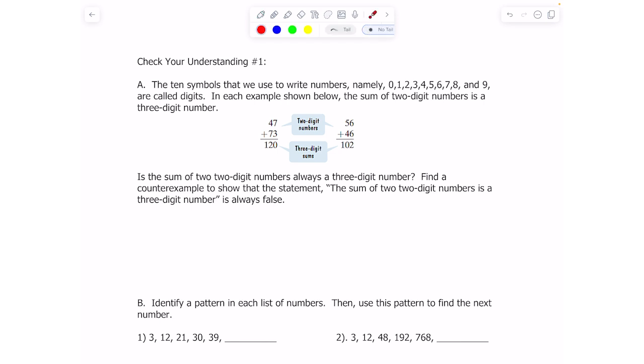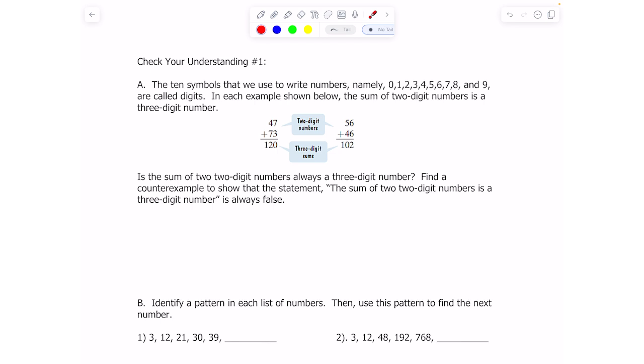The 10 symbols that we use to write numbers, namely 0 through 9, are called digits. In each example shown below, the sum of two two-digit numbers is a three-digit number. Is the sum of two two-digit numbers always a three-digit number? Find a counterexample to show that the statement, the sum of two two-digit numbers is a three-digit number, is always false.